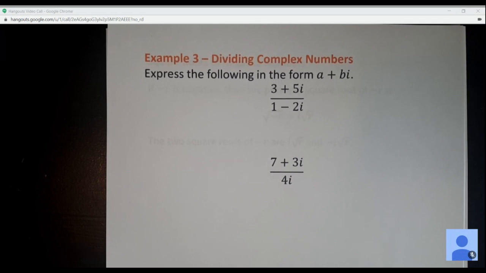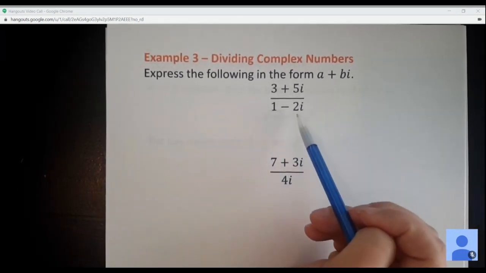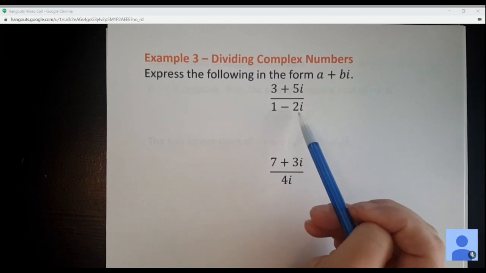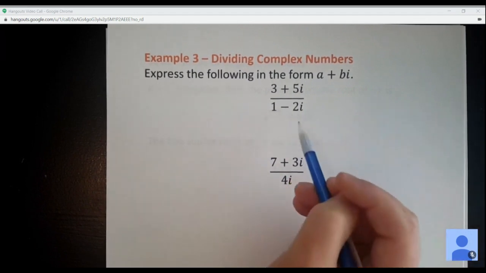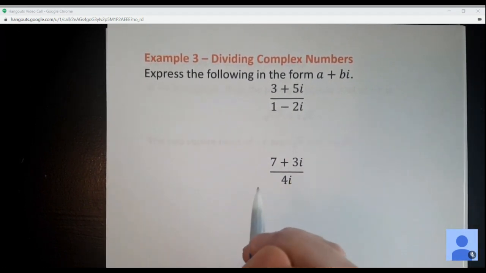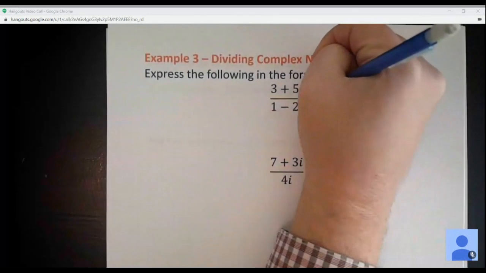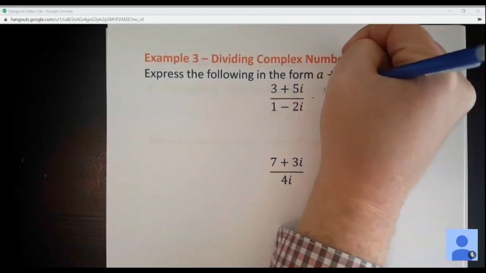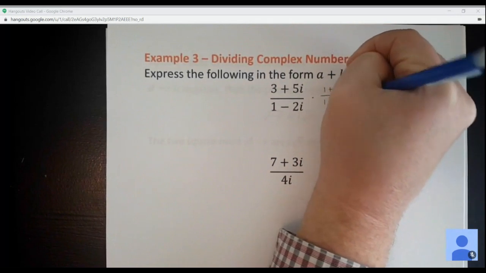All right. So if we're trying to divide 3 plus 5i by 1 minus 2i, again, this is one of those cases where we have that imaginary number in the denominator and we want to get rid of it. So what do you think I would want to multiply by here to get rid of that imaginary number in the denominator? Good. So its conjugate would be 1 plus 2i. So that means on the top and the bottom, I'm going to multiply by 1 plus 2i.